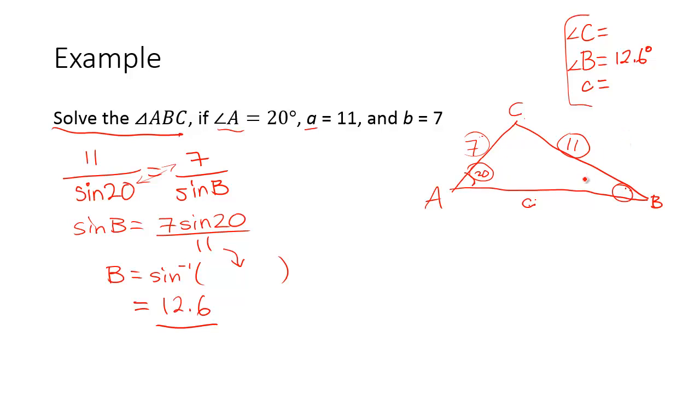Well, since we have B as 12.6, that also tells us what C is because a triangle adds up to 180 degrees. So 180 minus 20 minus 12.6 is going to be angle C, which is 147.4 degrees. So now all we need to do is find c. So we can redo the sine law for that proportion. We can use 11 over sine 20 again. We know that proportion is the same as the c proportion, which will be c over sine of 147.4.